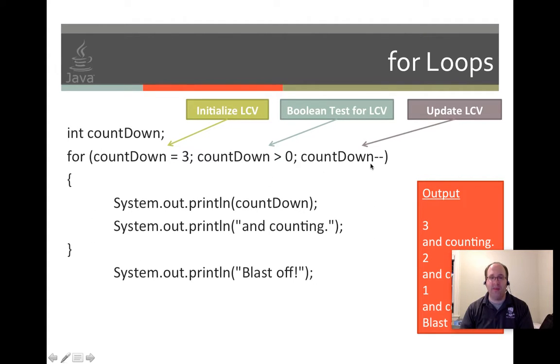Come back to the top. Decrement countdown to 0. Is 0 greater than 0? No, it's not. So we stop the loop, skip past the end of it, and then print out blast off. And behind my face here, you'll see the output: 3 and counting, 2 and counting, 1 and counting, blast off.